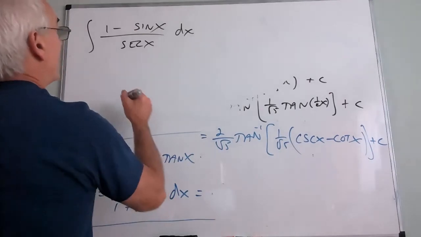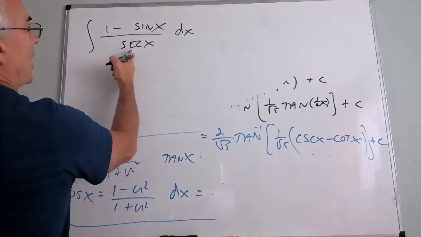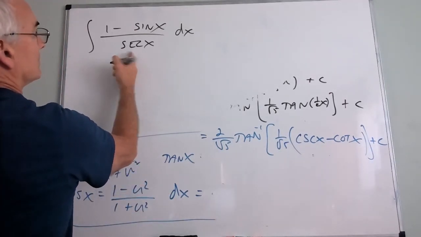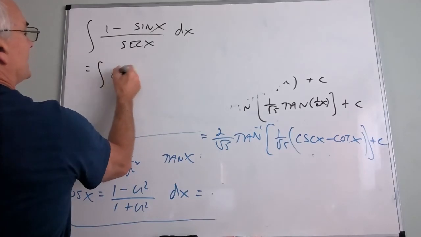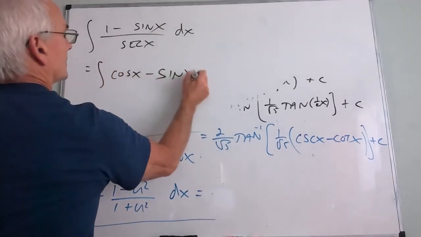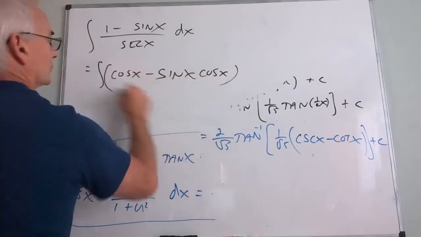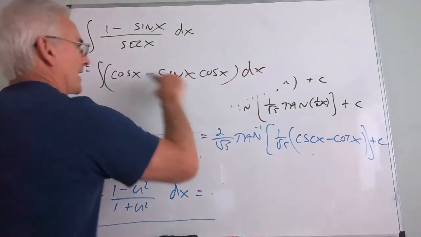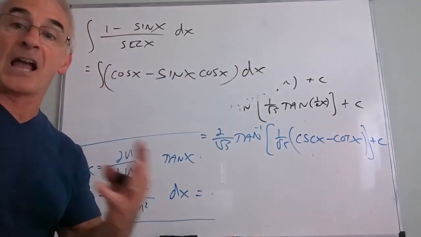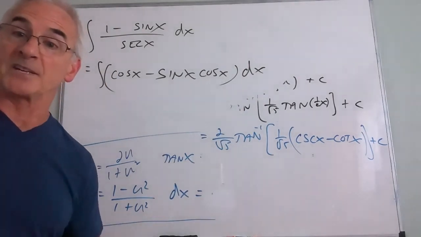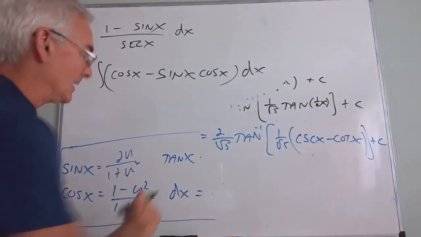I can split them apart, or I can say, let me multiply top and bottom by cosine. And if I do that, oh my gosh, I can integrate that, I can integrate that. Life is good. I love this problem. This one makes me happy because of the form.